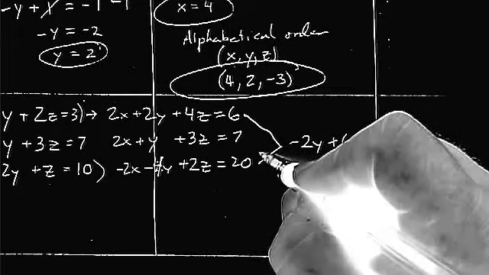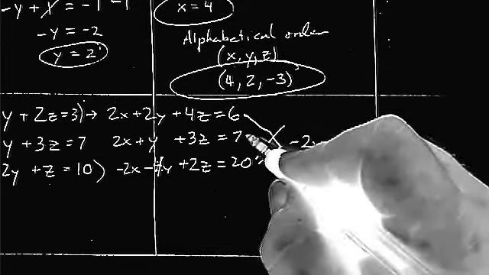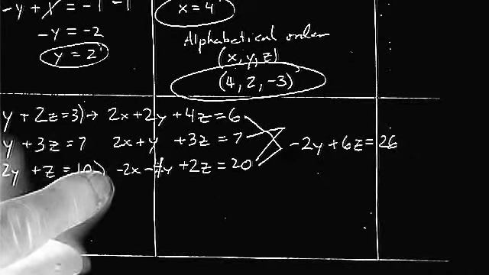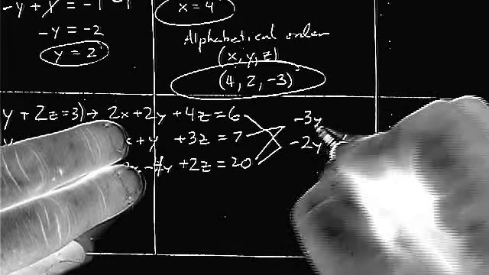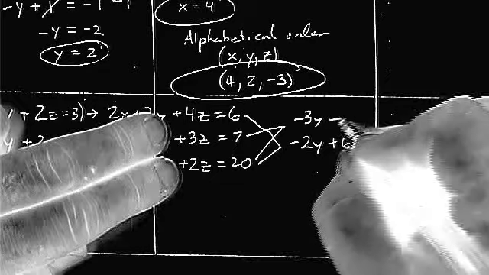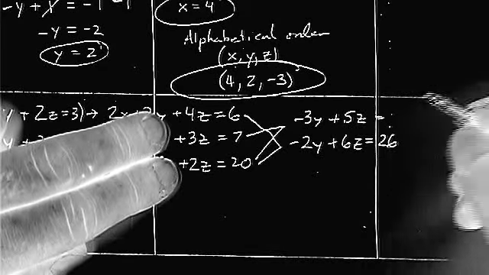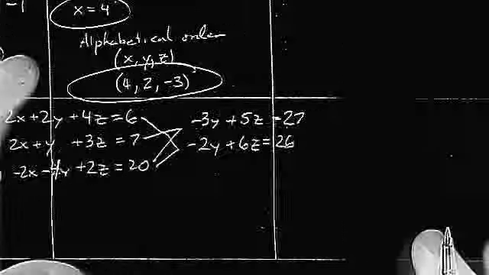And I also see the last one and the second one. Those could be added together, right? Because they got 2x and negative 2x. And when I add those together, I end up with a negative 3y and a 5z and a 27. So now we have equations with y and z in them.